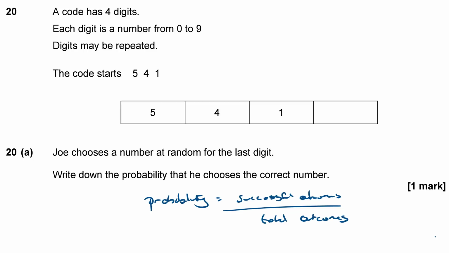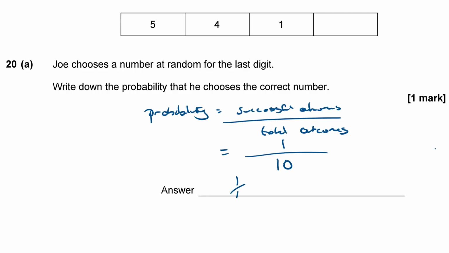So how many different outcomes are there that are possible? Well, he's got a choice of 10 digits, isn't it? Numbers 1 to 9 plus 0 is 10. So he's got 10 choices. One of them is going to be the correct answer, and the other 9 are going to be incorrect. So there is one successful outcome. So then the probability that he chooses the correct number is going to be 1 in 10. Okay, so the answer is 1/10.